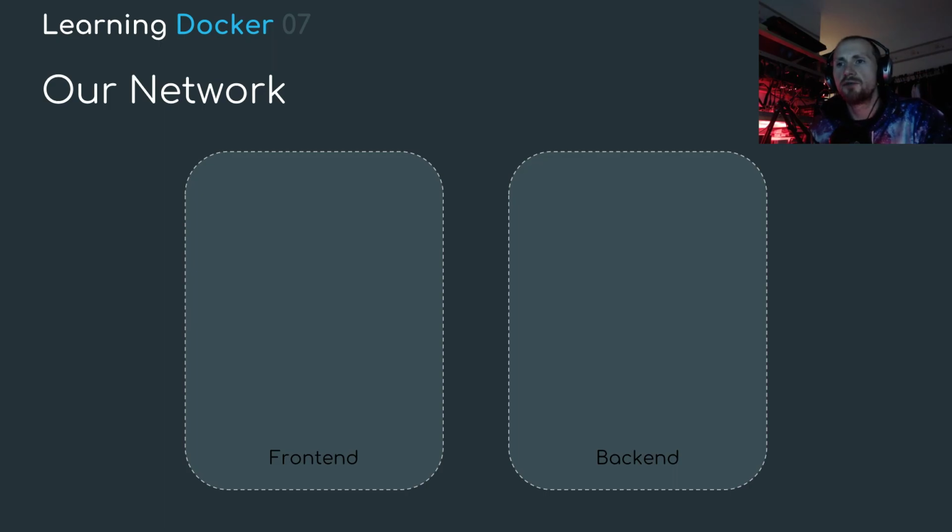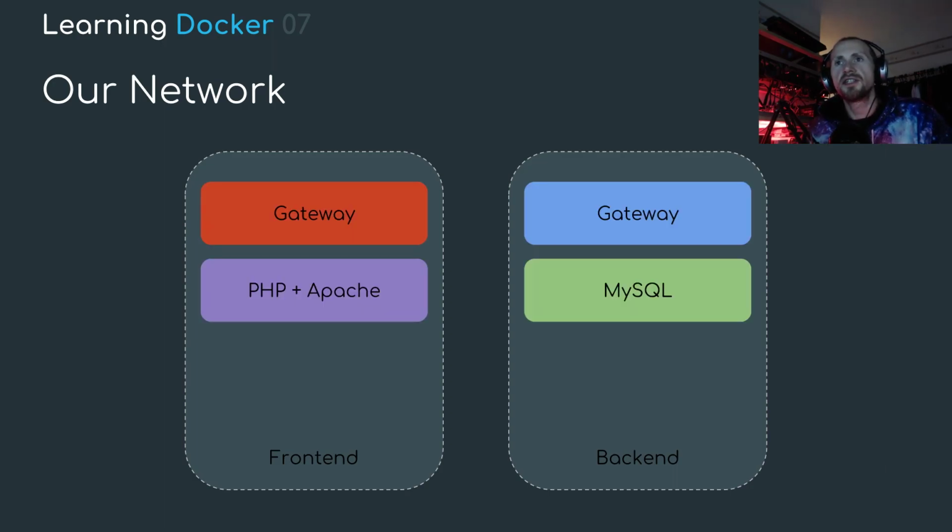So we have our 2 networks, our front-end network and our back-end network. And then on top of this, we're going to need some containers. Now, the first thing you're going to notice is that both front-end and back-end networks have a gateway. Any network bridge that you create within Docker will automatically have a gateway assigned to it. You can specify where this gateway will be, but by default it's usually the first IP of the range that's assigned to the network. Okay, so in our front end we have our gateway and our PHP and Apache container, and in the back end we have our gateway and our MySQL container.